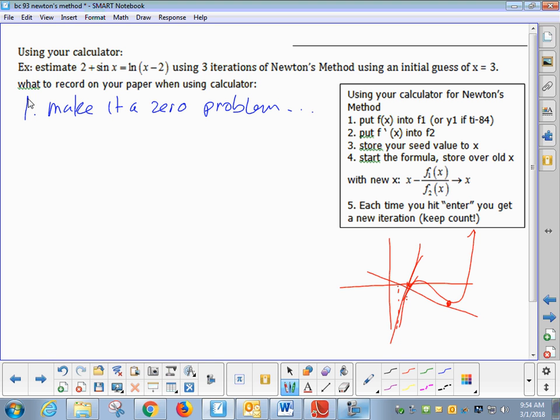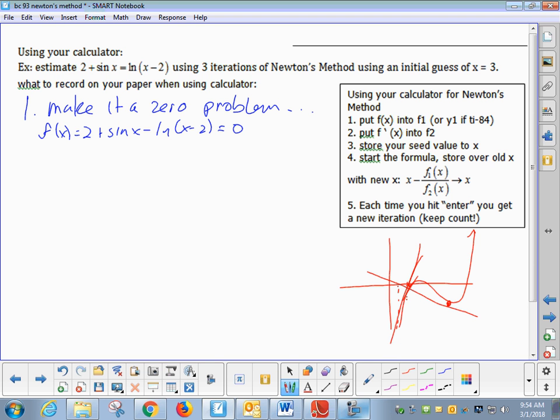Yeah, move everything to one side. It doesn't matter which side. You're going to let that be f of x, and now you want to know where that whole thing is zero. Newton's method doesn't find intersections.